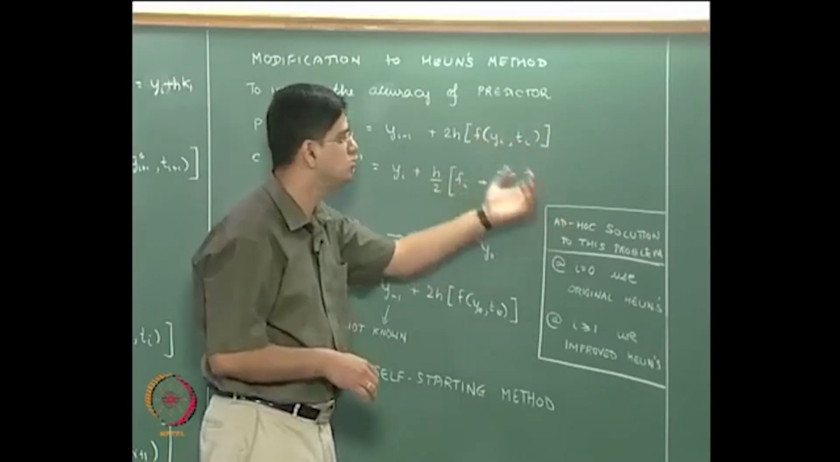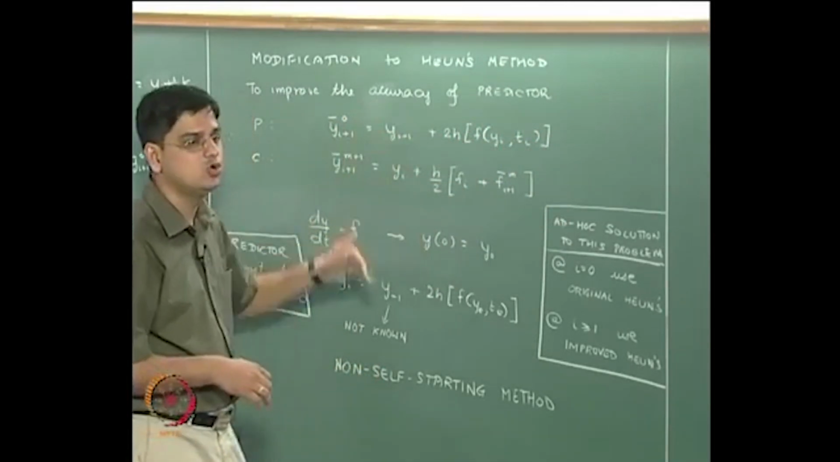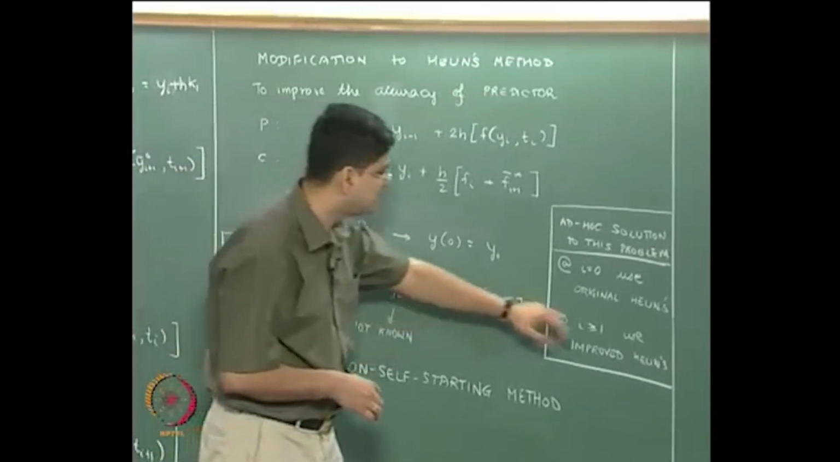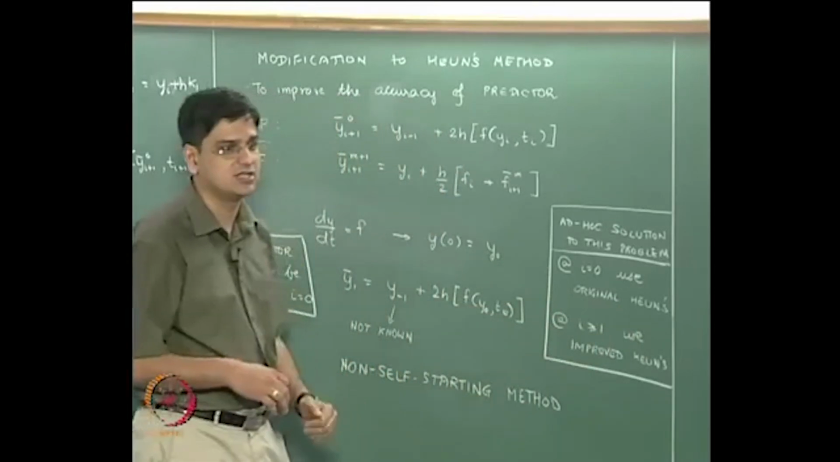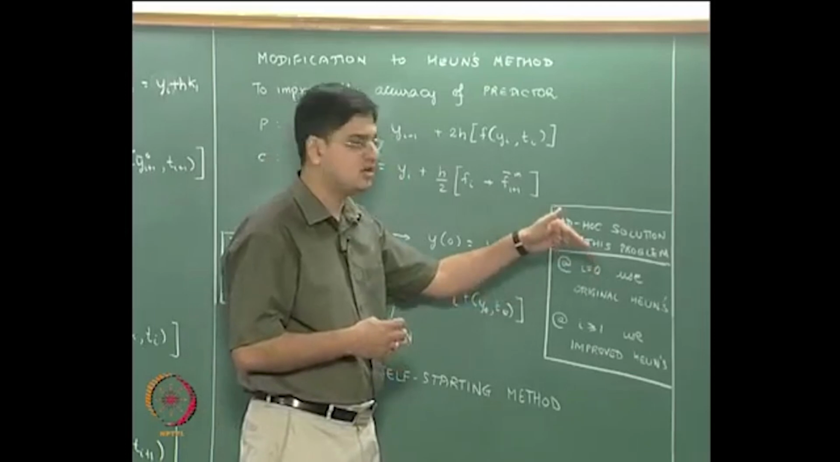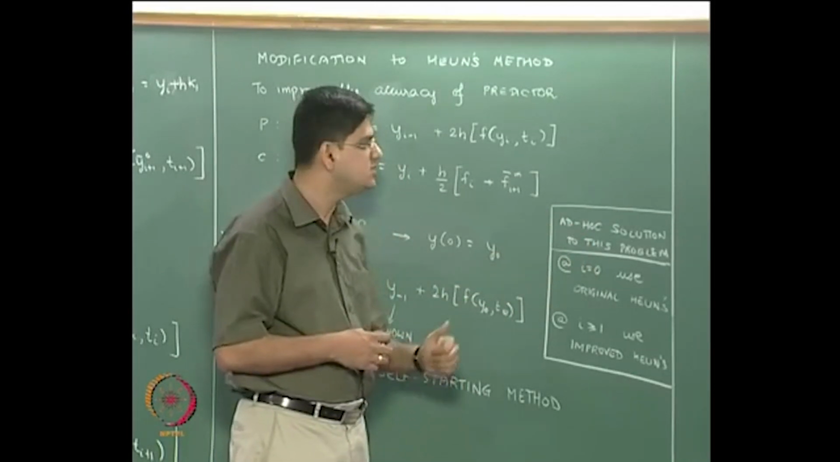y1 is known, t1 is known. As a result, we can now use this method. So a non self starting method, and Yoon's method is just one example of non self starting method. In the next lecture we are going to consider a few more examples.